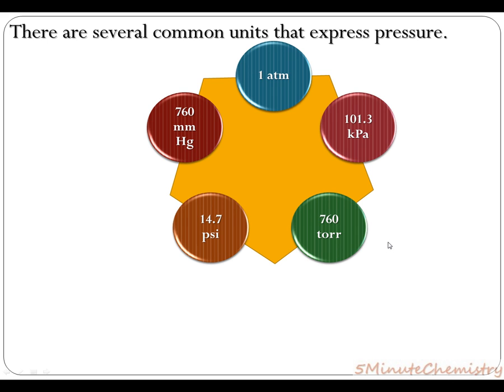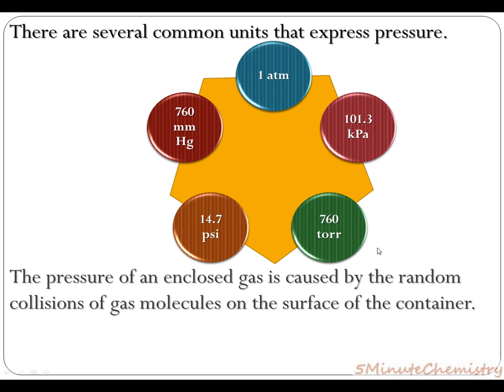Lastly, we need to understand that the pressure of an enclosed gas is caused by the random collisions of the gas molecules on the surface of that container. When we discussed force and pressure, the force is, of course, a mass. So our molecules have a mass and they are accelerating along. So the energy of their collisions against the surface of the container divided by the surface we're measuring, that is what we have as our pressure.